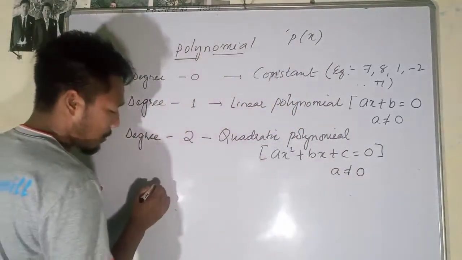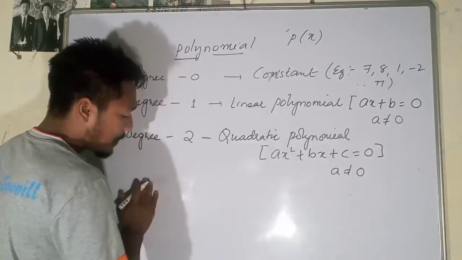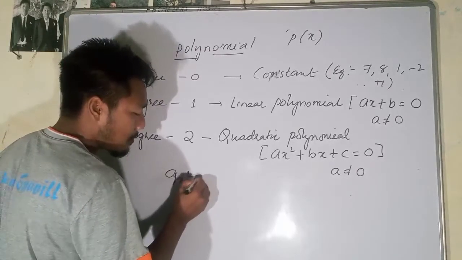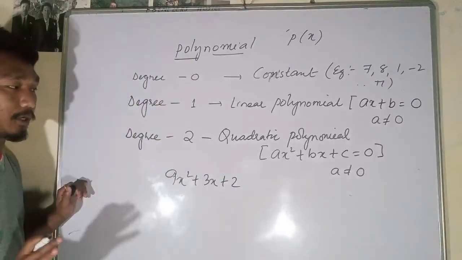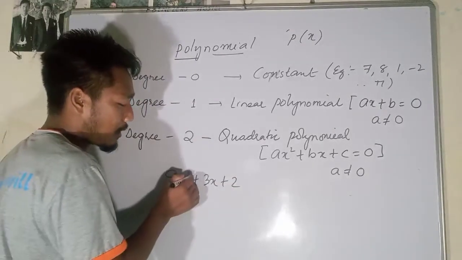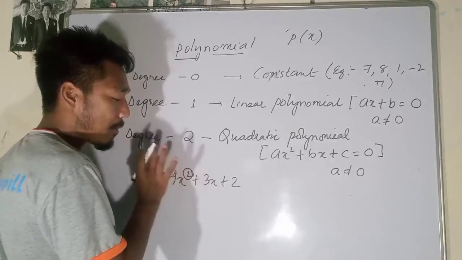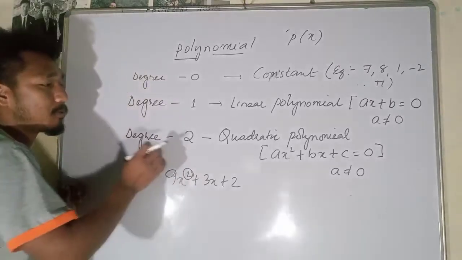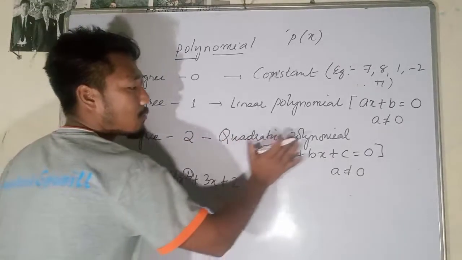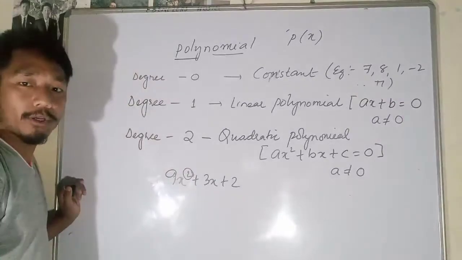For example, 9x^2 + 3x + 2 is a quadratic equation. Why? The power is 2 here. The highest degree is 2. Such types of equations are considered to be quadratic polynomials.